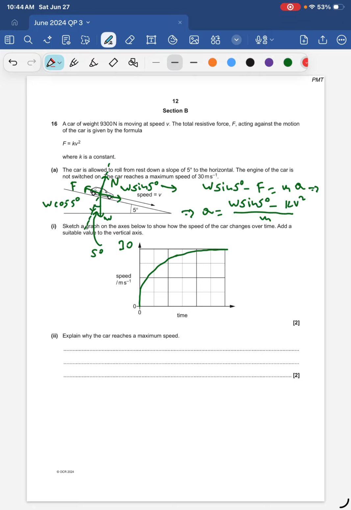And again, notice that's the slope. The slope gives you A. So A is large here, but then it becomes smaller, smaller, and eventually becomes 0. Okay, so I hope this makes sense.